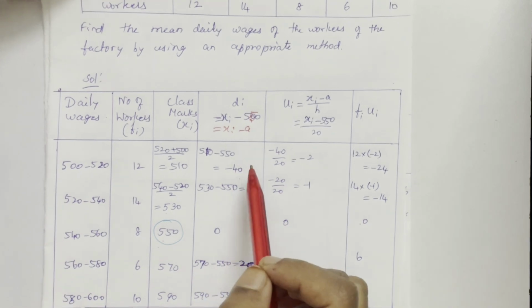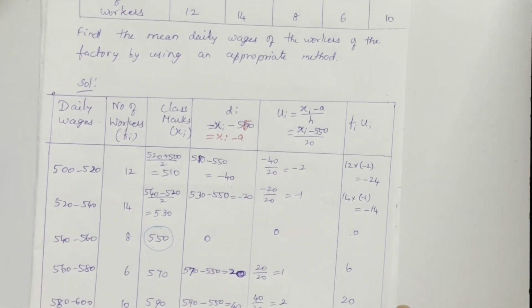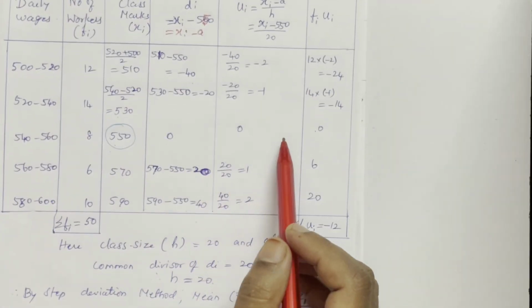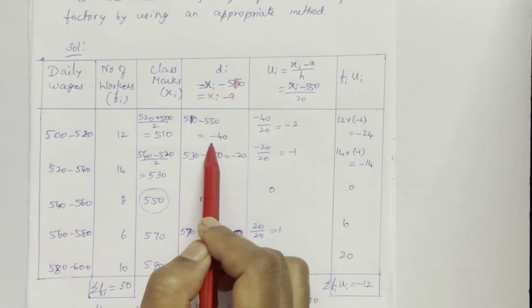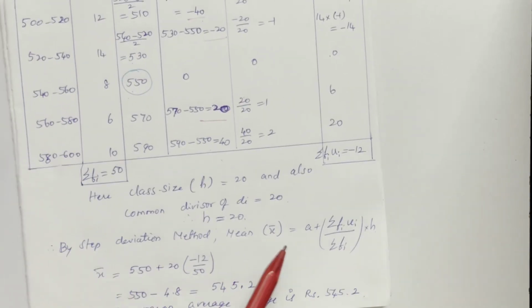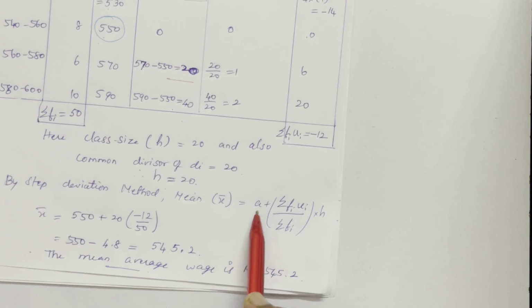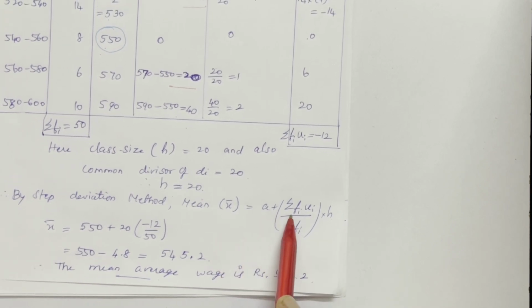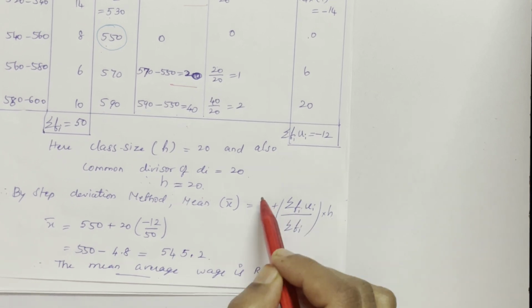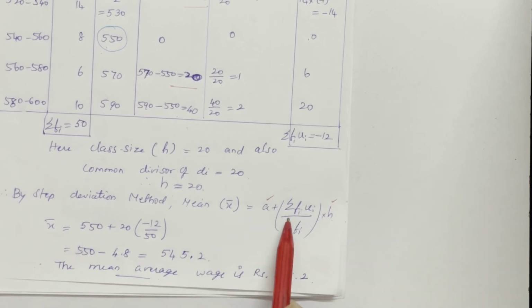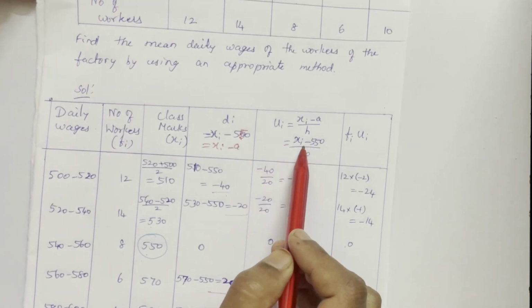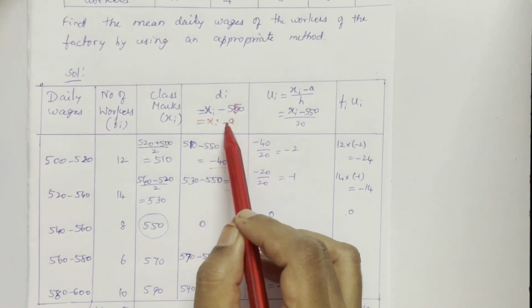Okay. So now we will move on to the third method. Even though we have the same class size, we are moving to the third method due to the larger numbers we found in di. The formula for the third method to find the mean is x bar equals A plus sigma fi ui by sigma fi into height. We know what A is and what height is. So we have to find ui. Ui is xi minus A by height.